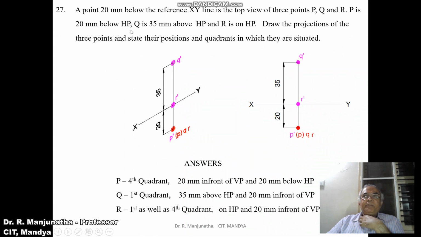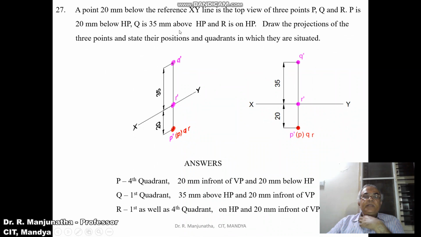Capital P is 20 mm below HP. So 20 mm below HP will always come below the XY line. So again from here you measure 20 mm. It is the same point, therefore you mark that point. Below HP means it is the front view, so P dash. Since P dash and P are both coinciding, according to our rules, you keep that small p, the top view point P, in bracket.